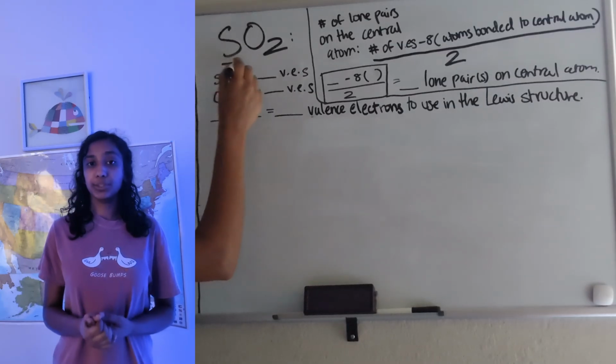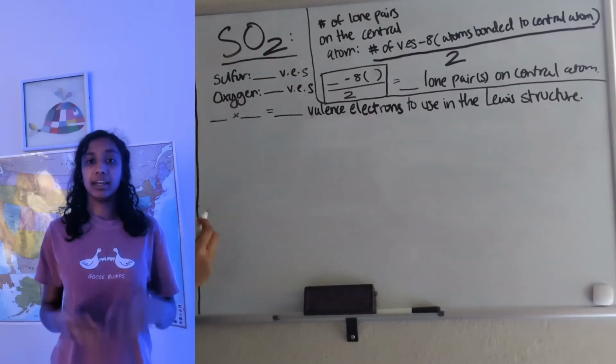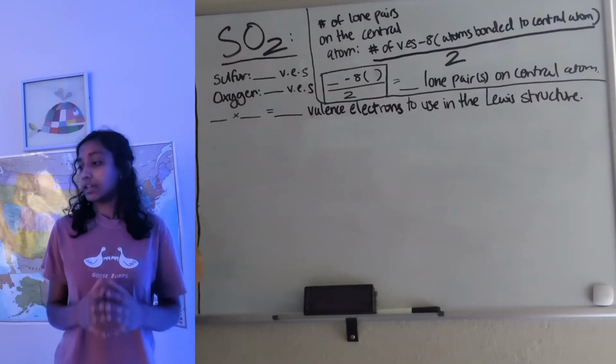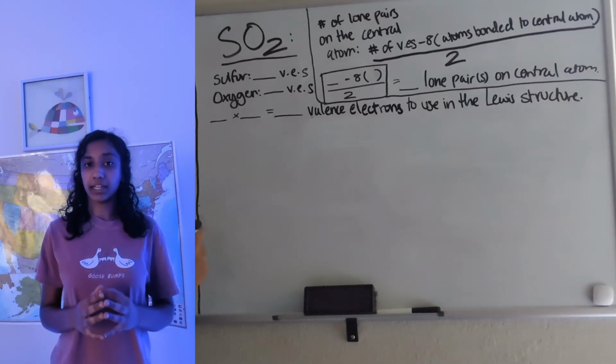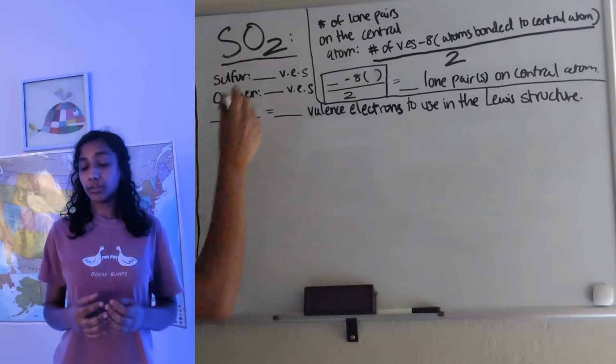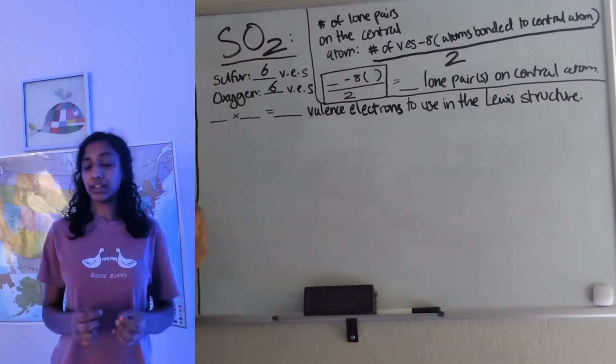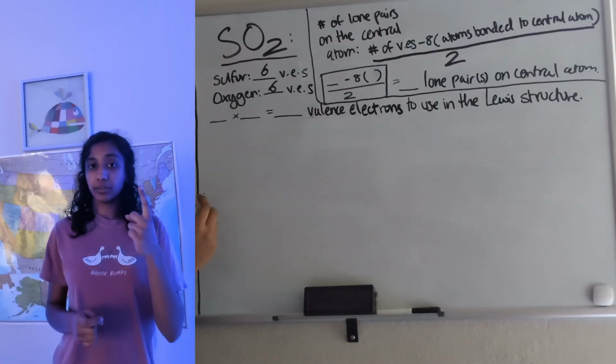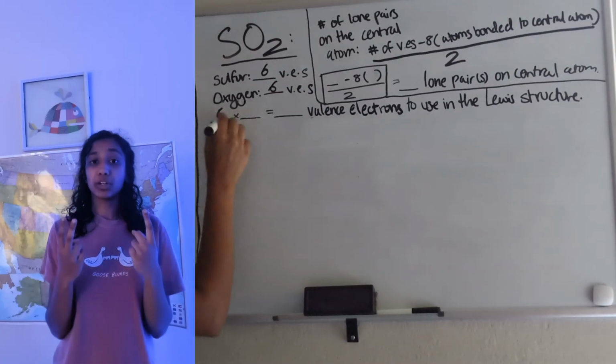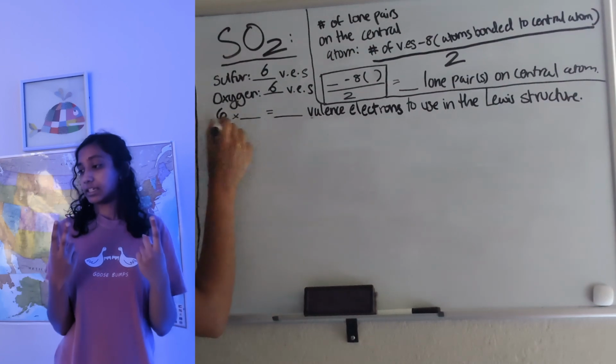Here we're going to be drawing the Lewis structure for sulfur dioxide, aka SO2. First, we count all the valence electrons in this molecule. Sulfur and oxygen are both in group 16, so they each have 6 valence electrons. There's 1 sulfur and 2 oxygen. Each one of those atoms has 6 valence electrons.